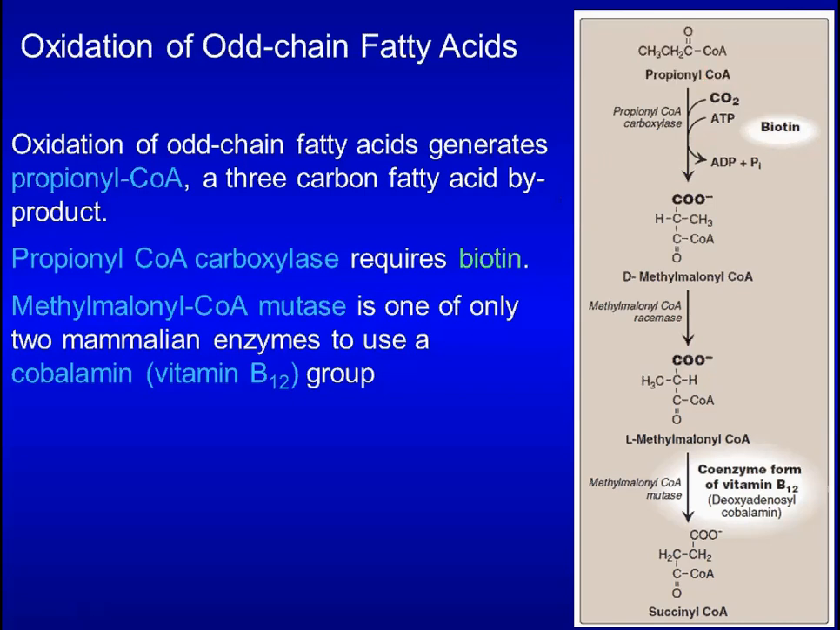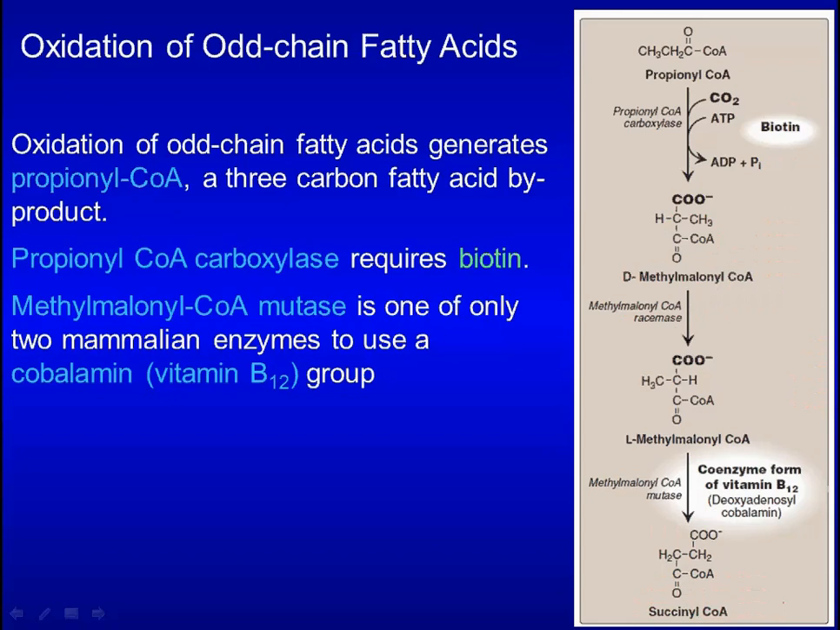To break down propionyl-CoA, we add 1 carbon to it to make it a 4-carbon fatty acyl-CoA. This reaction is catalyzed by propionyl-CoA carboxylase. Very similar to acetyl-CoA carboxylase, it requires biotin as a coenzyme. The resulting methylmalonyl-CoA is not straight. 2 steps of rearrangement lead to succinyl-CoA. Succinyl-CoA can be degraded through the TCA cycle.